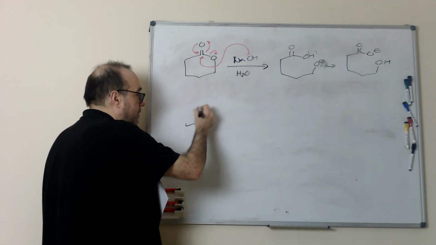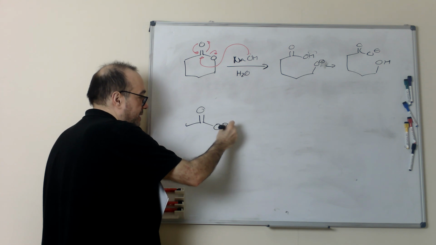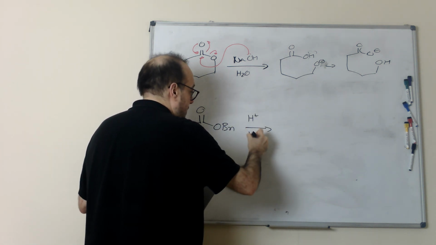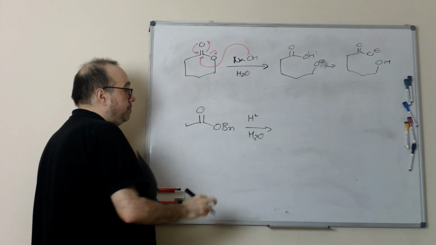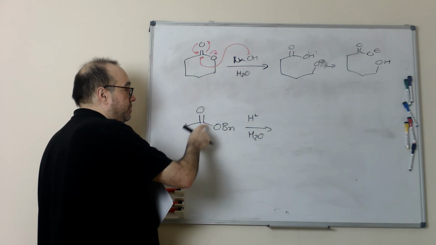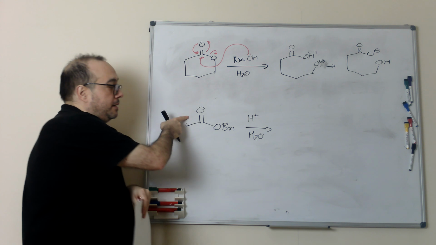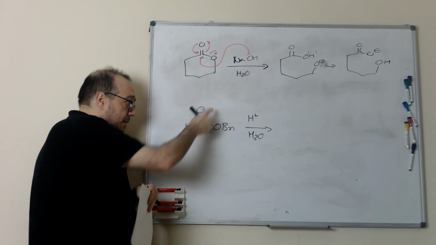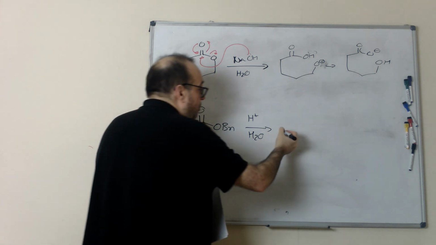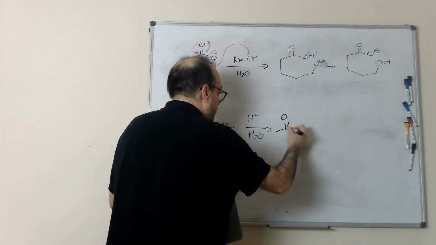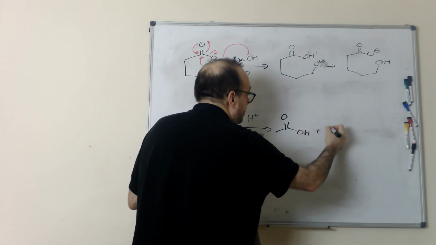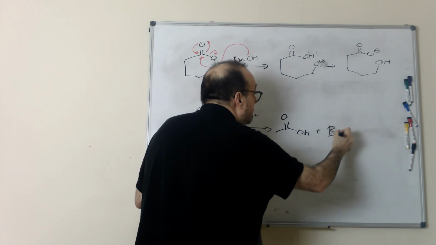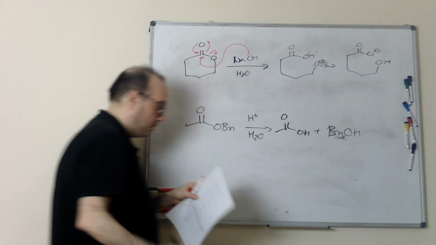Next one we have here this ester, we add acid, water. Basically what we will have is first protonation of the ester, okay, addition of the water, elimination of the benzylic alcohol, and what we will get is the acid plus benzylic alcohol.